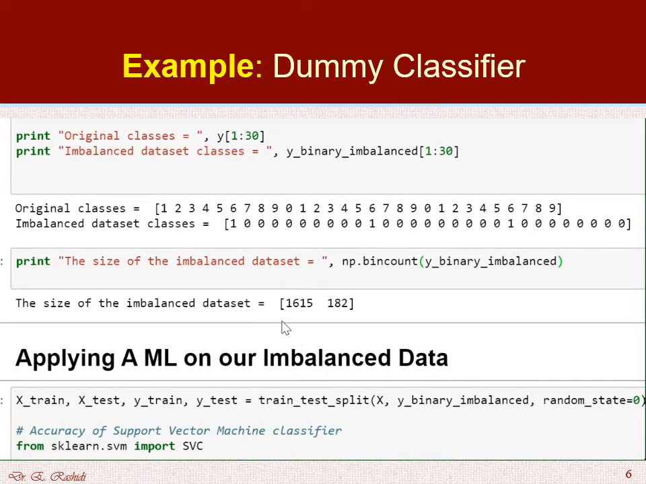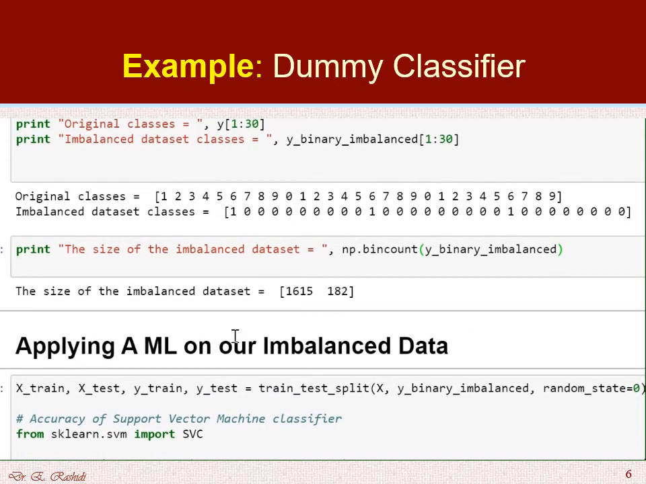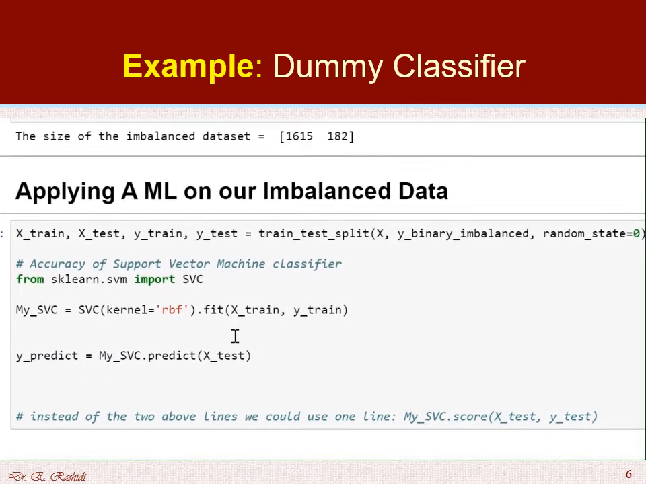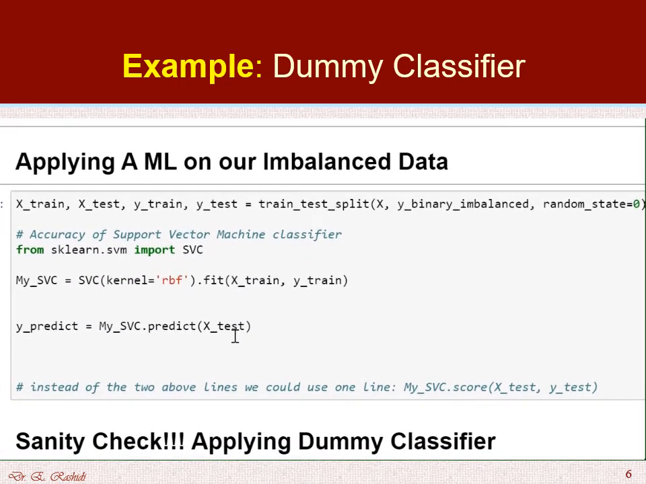As you see here, we have 1,615 data points of class 0, and only 182 of class 1. So it's really imbalanced. A little bit more than 10% of the data are class 1, and the rest, more than 80%, are class 0. All right, so here we want to apply machine learning on our imbalanced data set. I have chosen the SVC, the support vector machine, for classification here.